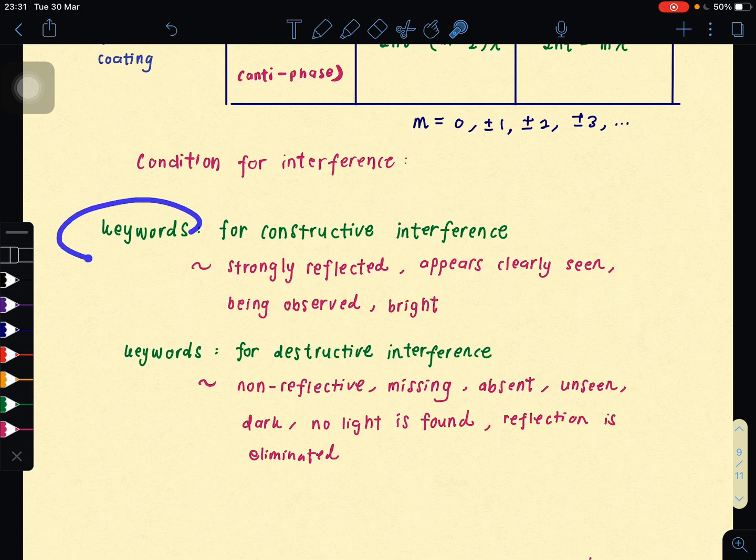Okay, how to see whether the interference adalah constructive ataupun destructive. So depends kepada keywords dekat sini. Okay, untuk constructive, keywords dia adalah strongly reflected, appears, clearly seen, being observed ataupun bright. Because constructive interference always show some colors. And then for destructive, it will be non-reflective, missing, absent, unseen, dark, no light is found, reflection is eliminated. So these are the keywords for the destructive interference.